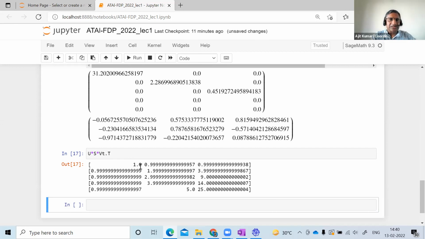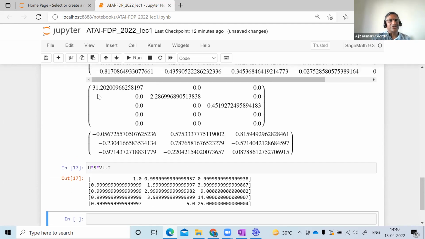Now you can see here, what was the matrix? First column was 1, 1, 1. Second column was 1, 2, 3, 4, 5. And the third column was its square. So these are all numerical computations. So it will be 0.99999 with many digits, which is close to 1, right? So it is 1, 1, 1, 1. Next is 1, 2, 3, 4, and so on. So that's correct.